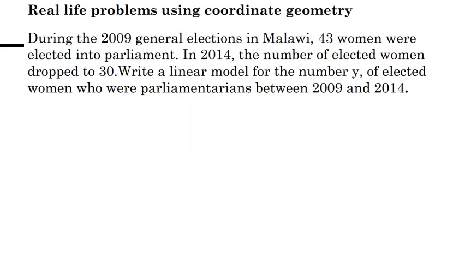Now let's look at an actual problem. We can use coordinate geometry in a real life situation. Let's take an example of elections. Say we have a general election. In Malawi's 2009 general election, 43 women were elected into parliament. In 2014, the number of elected women dropped to 30. Now I will write a model for the number Y of elected women parliamentarians between 2009 and 2014, a model showing how things are going.